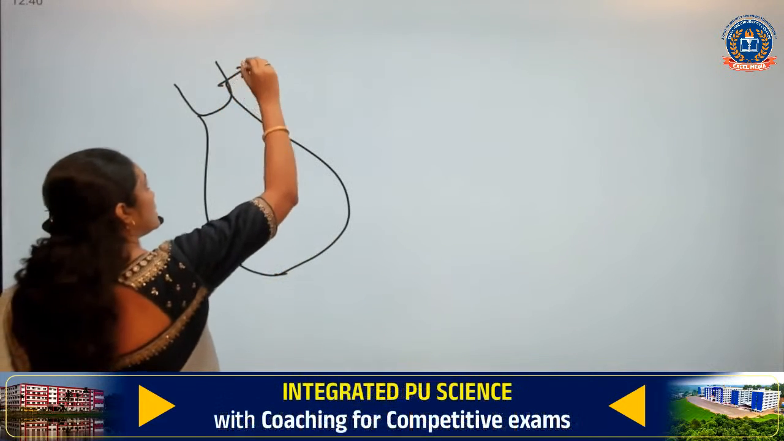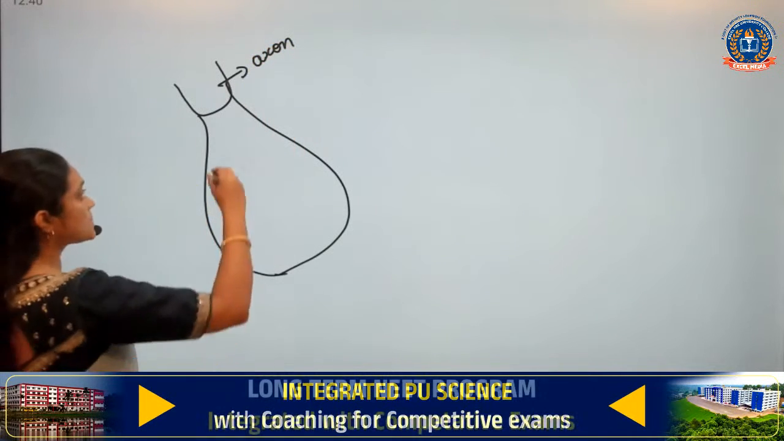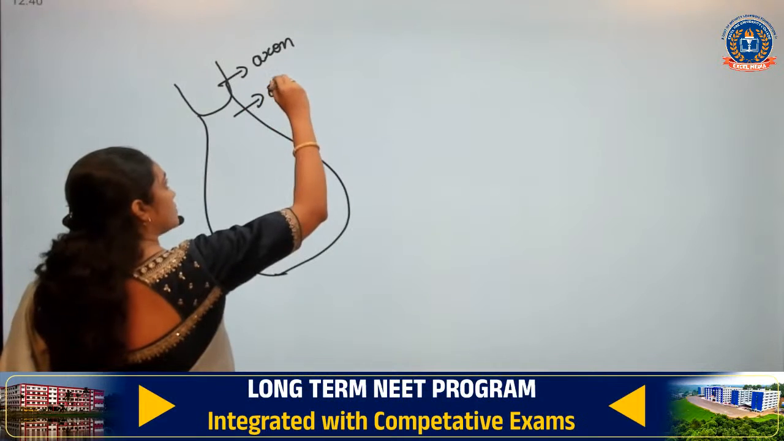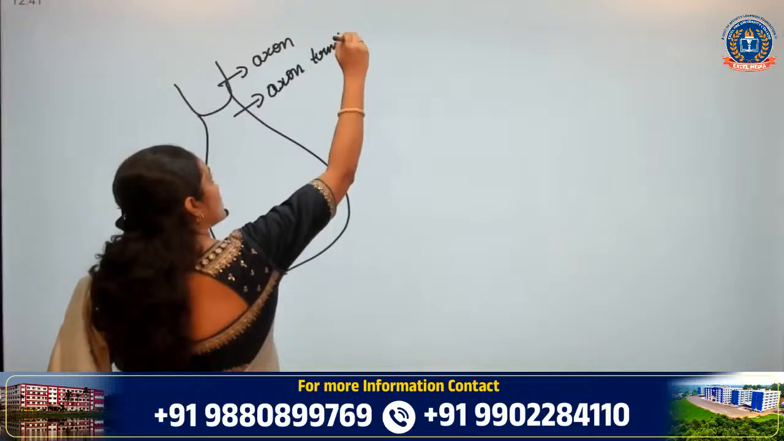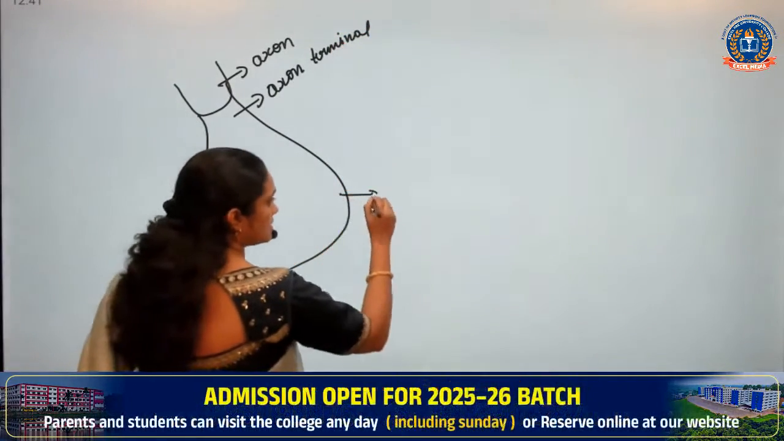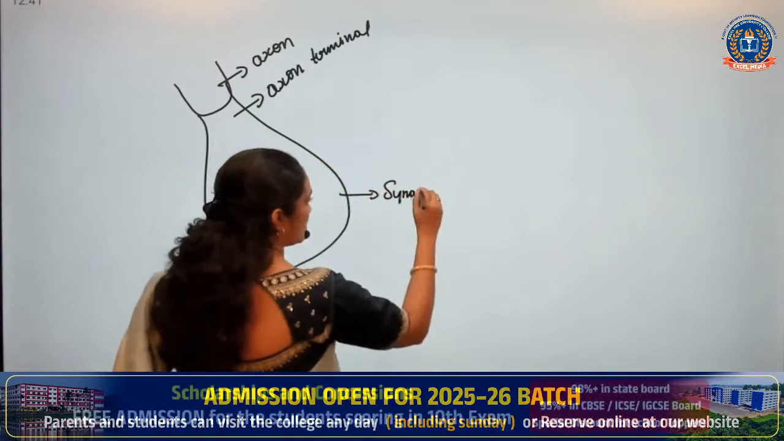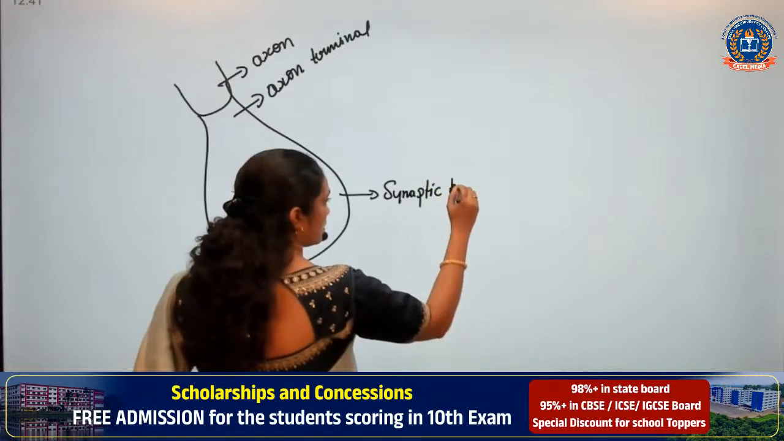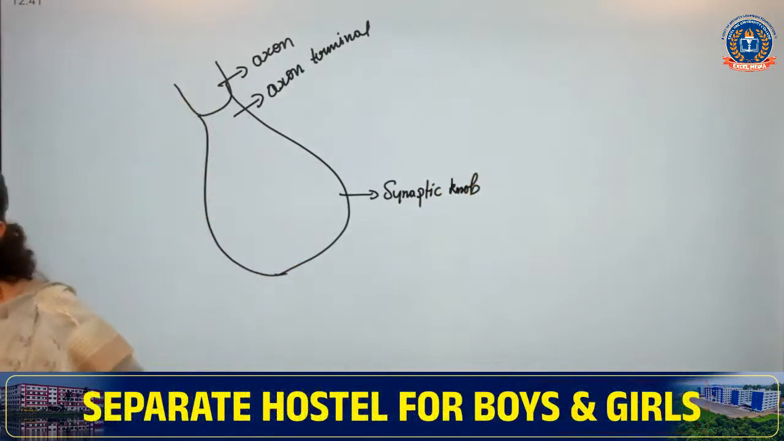This is the axon, and this part is the axon terminal. And here this part is the synaptic knob, right? This entire structure is the synaptic knob.